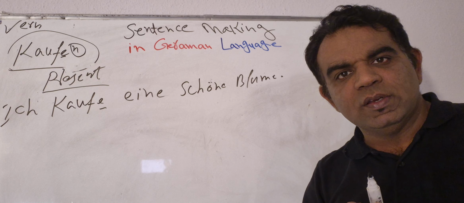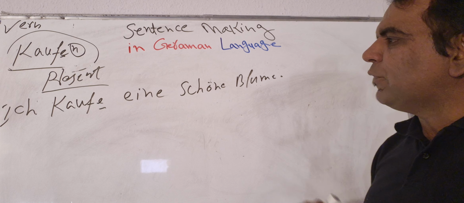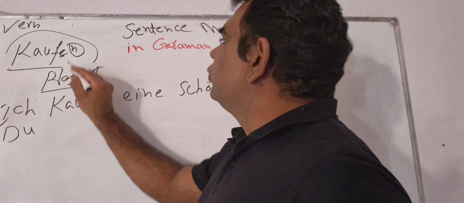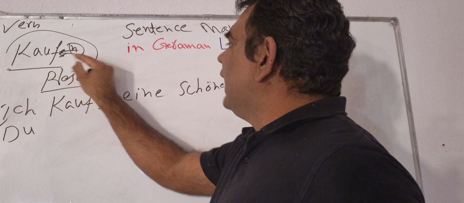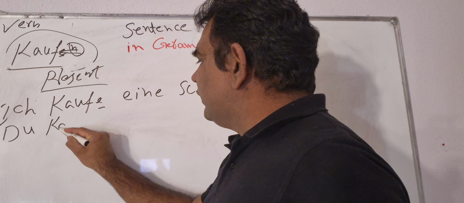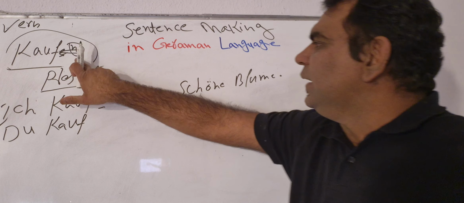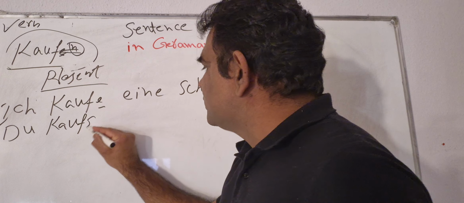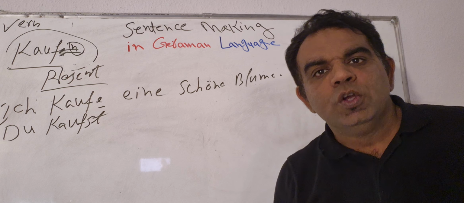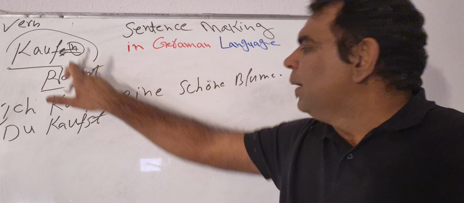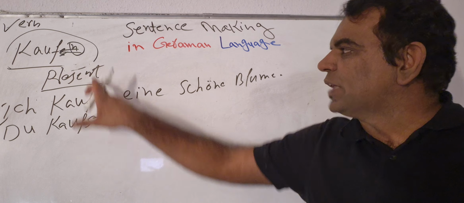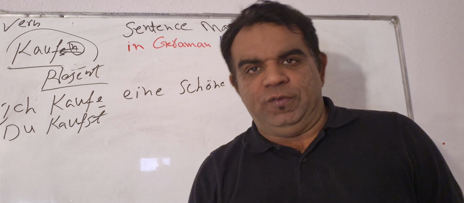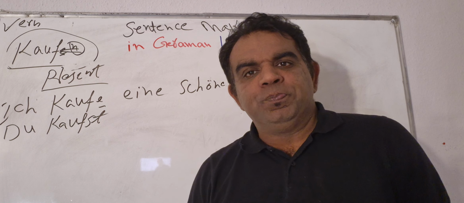Now if we have the subject du, with du you have to remove en. For example, you write kauf, and instead of en you write st. Du kaufst. You don't write en of the verb, but you write st instead of en, with every verb. So, du kaufst.